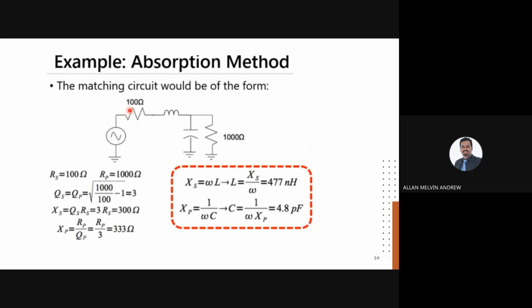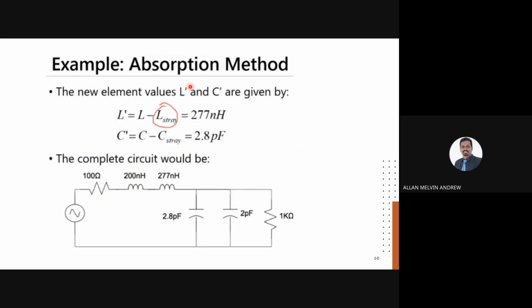So 100 ohm, so you have an impedance, you have a capacitor, and also a load resistance of 1000 ohm. So you do calculation similar to earlier. Once you calculate, you get these formulas or answers. Okay, these answers you are replacing into the circuit. So we can see the new element values L prime and also C prime are given by, so L prime is L minus L stray.